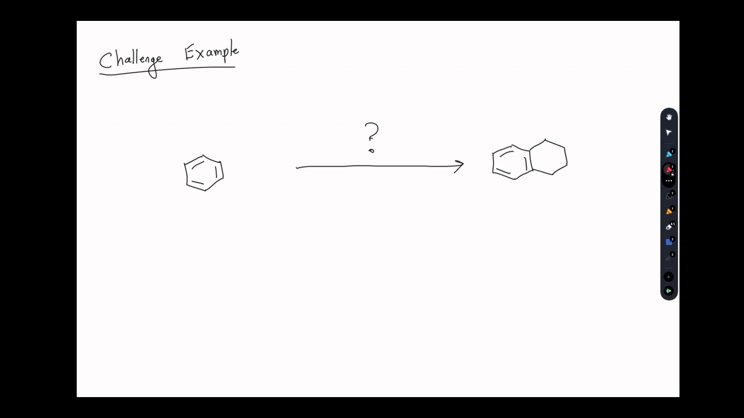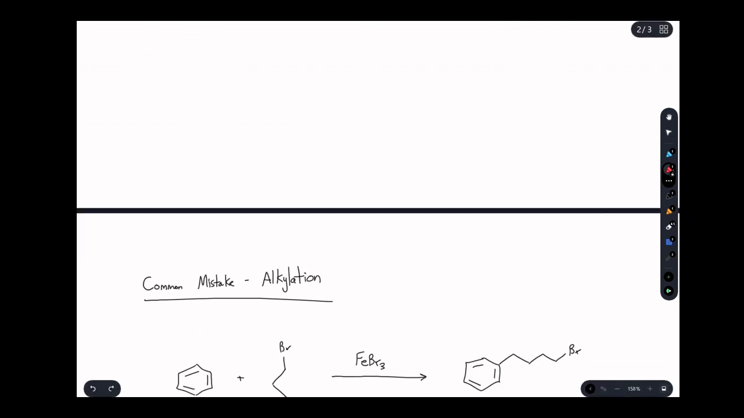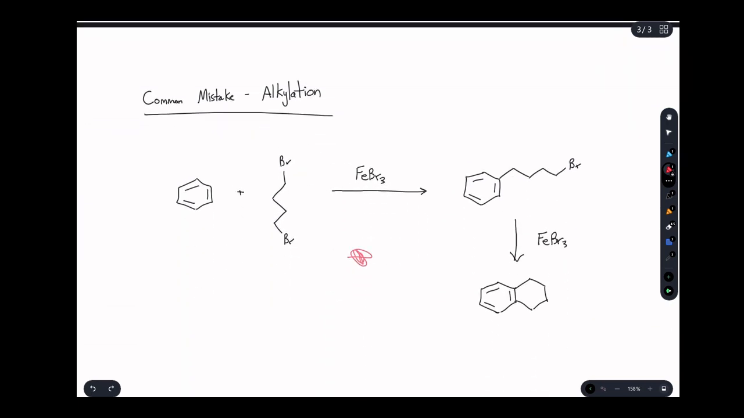Welcome back. Hopefully you got the answer. If not, I'll work you through it. The key idea is that we need to add 2 different alkyl groups here. Now, a common mistake many students are going to make is to use alkylation, as we discussed.